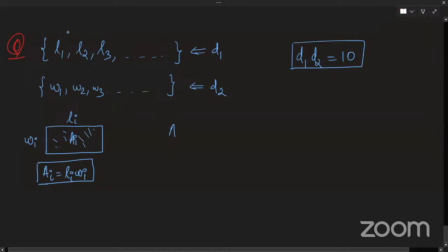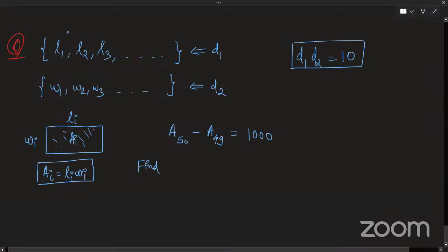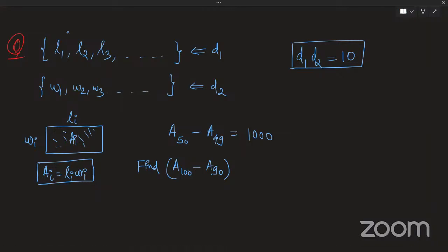So I am telling you that A50 minus A49 is equal to 1000. You need to tell me the value of A100 minus A90. Has everyone understood the question? Anyone who has any doubt in understanding the question?